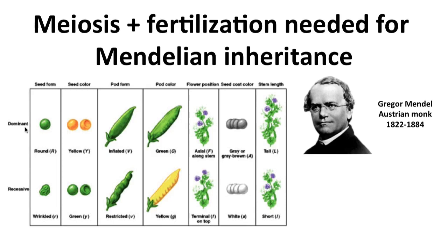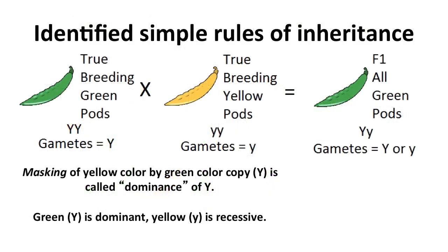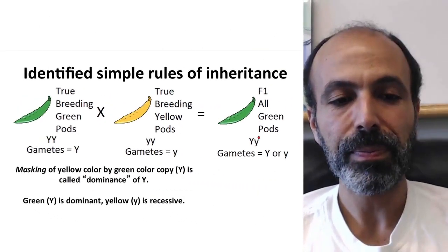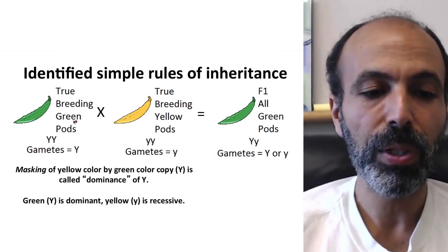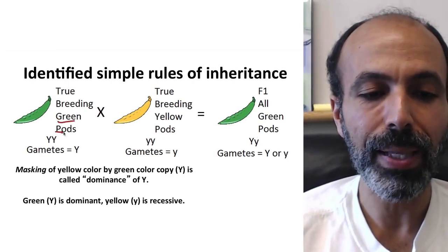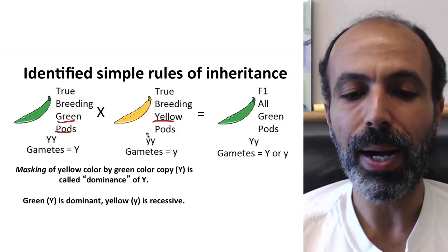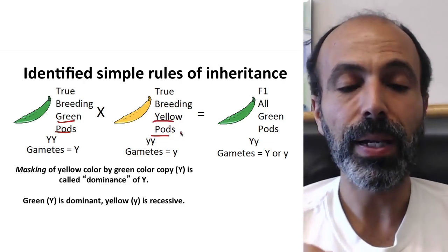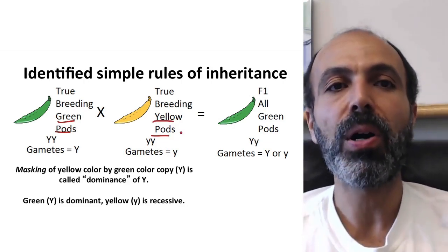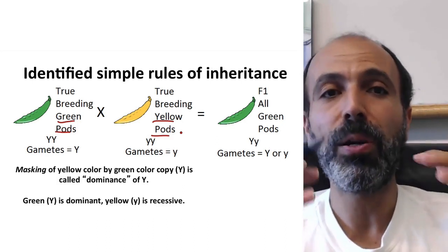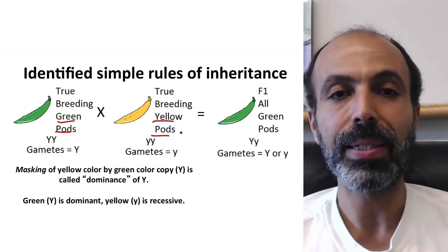So from this, he identified some simple rules of inheritance. Now we can understand dominance and recessivity from these simple forms. So let's use, in this example, true breeding green pods and true breeding yellow pods and cross them together. Okay, now when I say true breeding, I mean all of their offspring, when they're bred with others that look like them, look exactly the same.